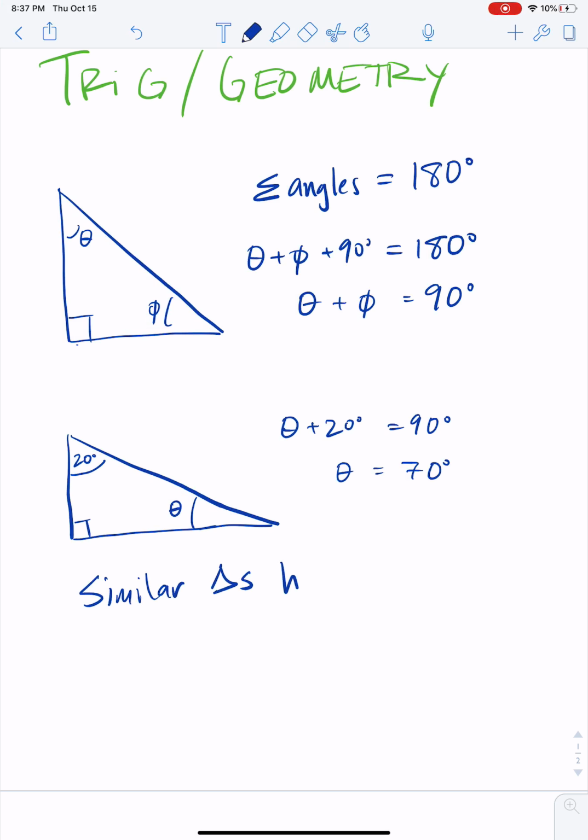Okay. Now, another important concept to remember that's generally true is that similar triangles have the same angles. So what do I mean by similar triangles? Similar triangles means they're the same shape, even if they're of different size.